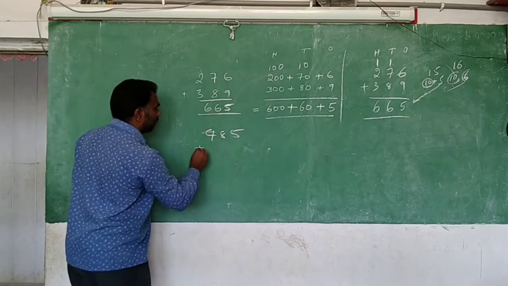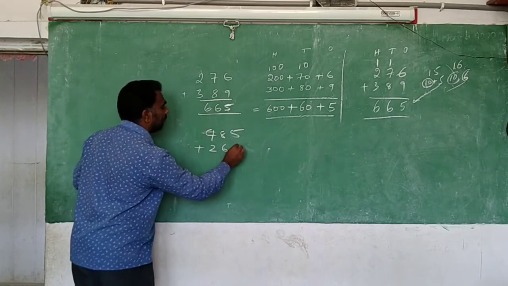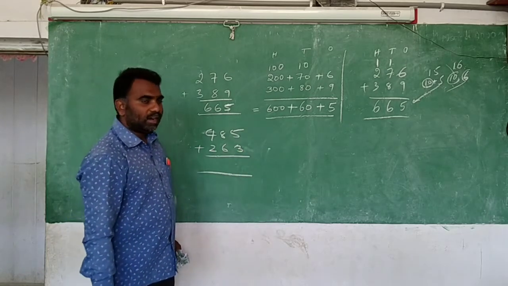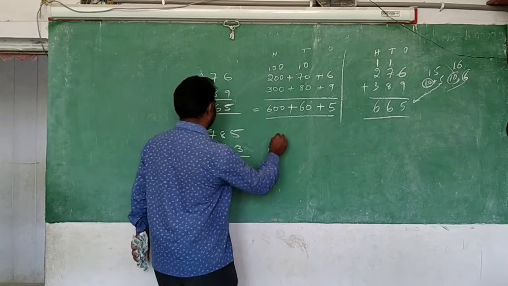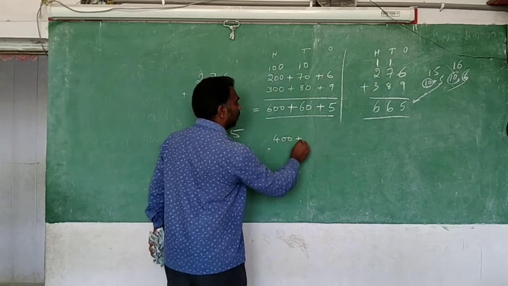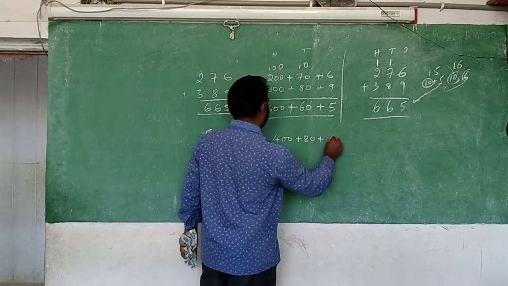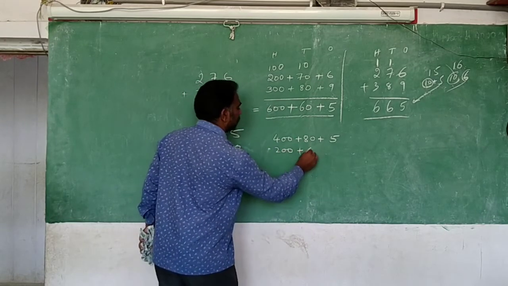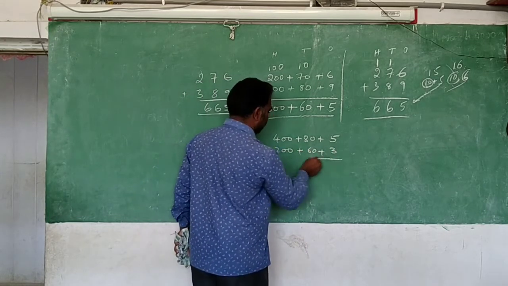485 plus 263. Okay, what will you do? We will expand it first. 400 plus 80 plus 5, and 200 plus 60 plus 3.